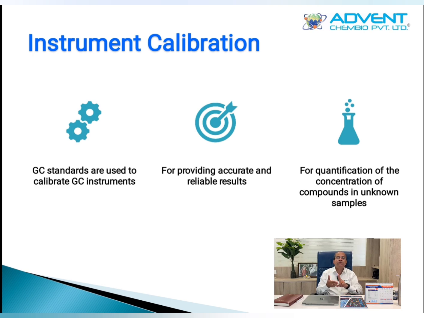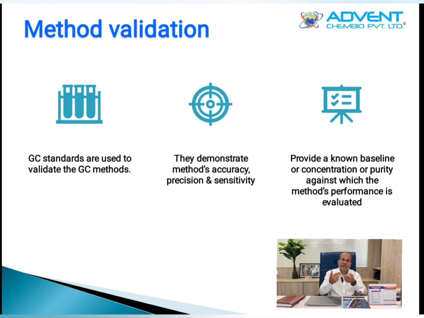GC standards are used to calibrate GC instruments because they ensure that the equipment provides accurate and reliable results, and calibration is critical for quantifying the concentration of compounds in an unknown sample. Second, when developing or validating a GC method, these standards are used to demonstrate the method's accuracy, precision and sensitivity because these standards provide a known baseline of concentration or purity against which the method is evaluated.